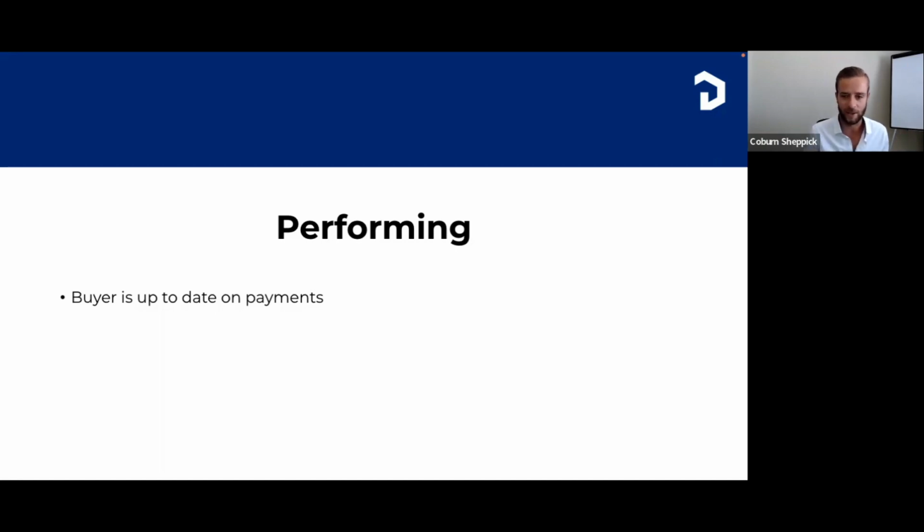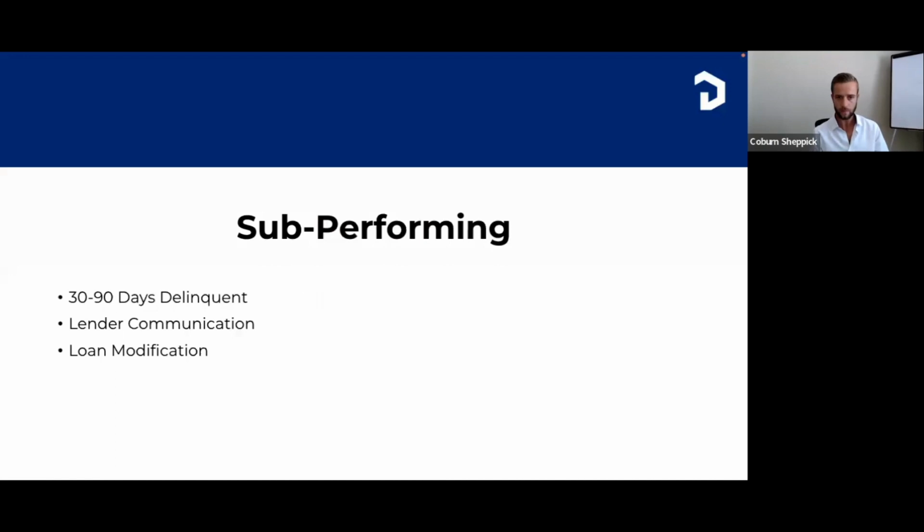There's no distress here, but this is the beginning process, right? It's a performing loan. Okay. The next step, there's no distress here. And so when we're buying stabilized assets, this is the area where we're looking right now.